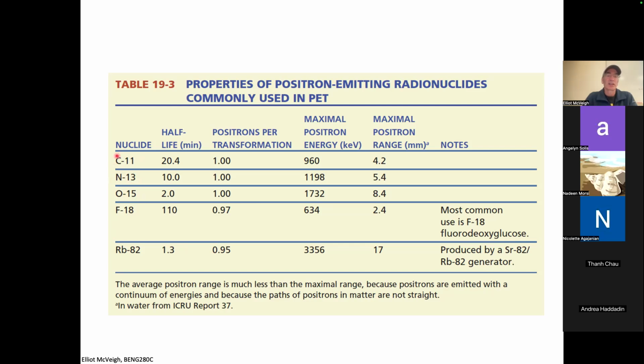Nitrogen 13 and carbon 11. Carbon 11 can be put into any old organic molecule, right? So anything that has a lot of carbons in it, you can load it up with carbon 11s if you know how to do the biochemistry, and then put that into circulation.